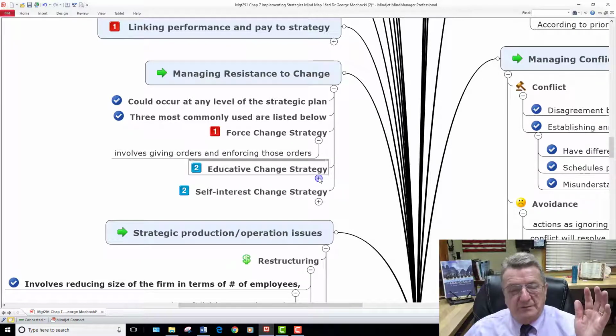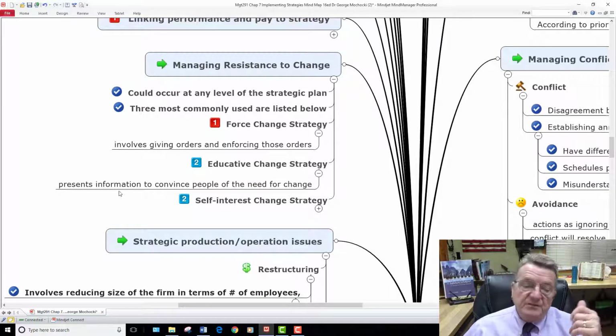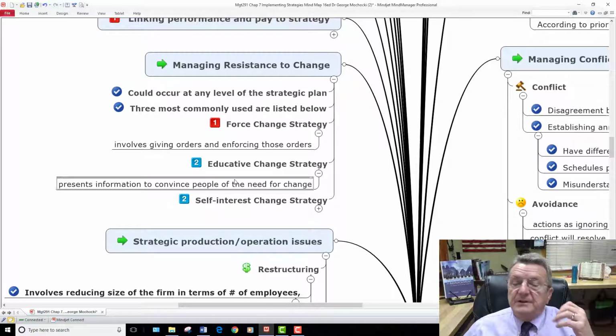Educative change. There's more than this, but these are the most common ones used. It presents information to convince individual people of the need for a change. We have to change or the company is going to go under. Our customers want more technology. I went to my doctor with my wife. We went in there, and he has this chart, and my grandson was in there, and it's basically a big tablet, and you could see the brain, and it shows all the veins.